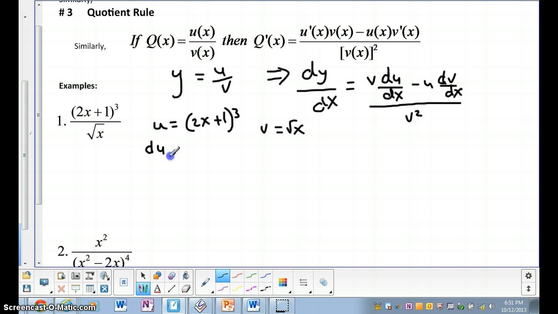So our derivative of u with respect to x would be using the chain rule. We'd multiply 3 times my coefficient here, and we leave the inside the same. We subtract 1 from 3, so it would be squared, and now we multiply by the derivative of the inside, which would be 2 in this case. Simplifying that a little bit, we'll just multiply 3 times 2 to get 6.